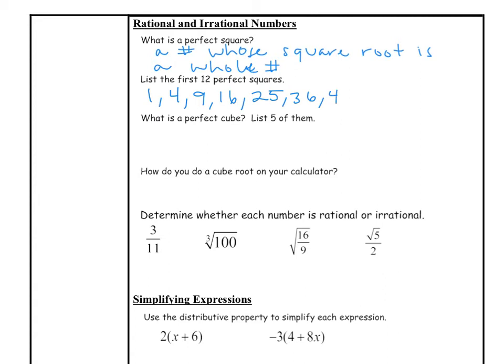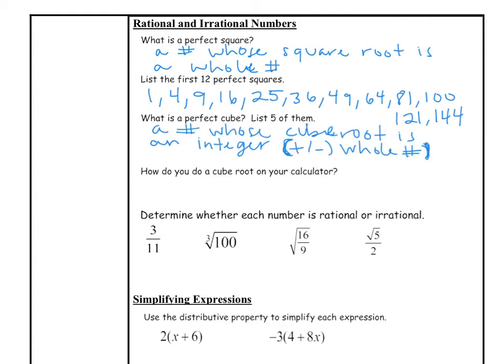7 times 7 is 49. 8 times 8 is 64. 9 times 9 is 81. 10 times 10 is 100. And 11 times 11, that's 121. And 12 times 12 is 144. So the square root of 144 is 12, which is a whole number, which is where that definition comes from.